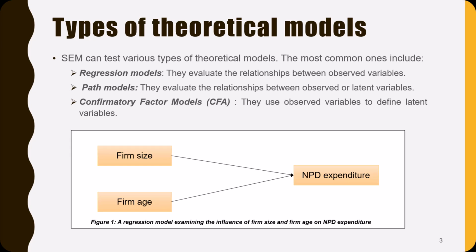Regression models evaluate relationships between observed variables. So as you see in this figure, we have 2 independent variables, firm size and firm age, and we have a dependent variable, new product development expenditure. All of these variables are observed variables, so we can use a regression model and test the relationships between the firm size and firm age and the NPD expenditure.